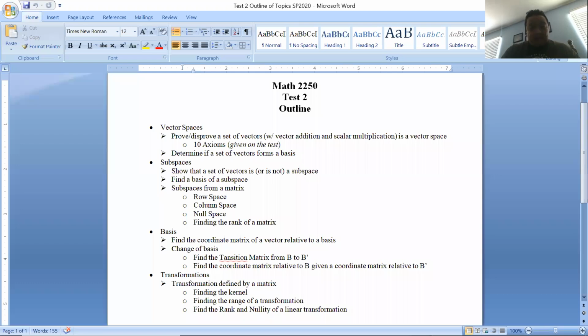And so here's the outline. And this essentially is what we're going to be covering for your test. It starts at chapter 4 and goes all the way to chapter 5. Okay. And so topic wise, we started off with vector spaces.